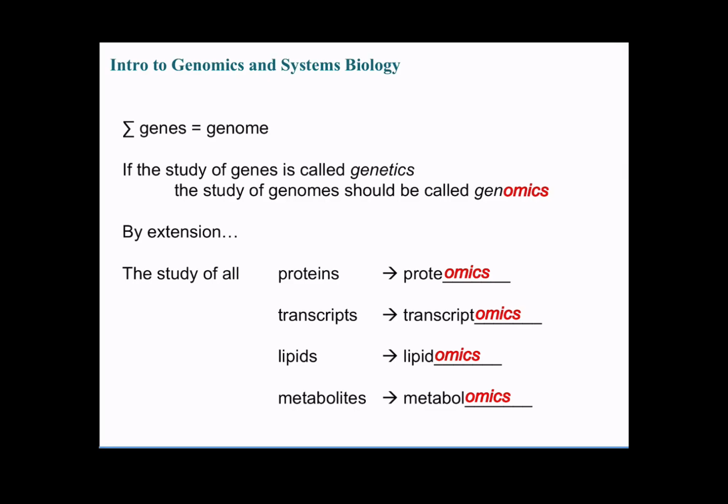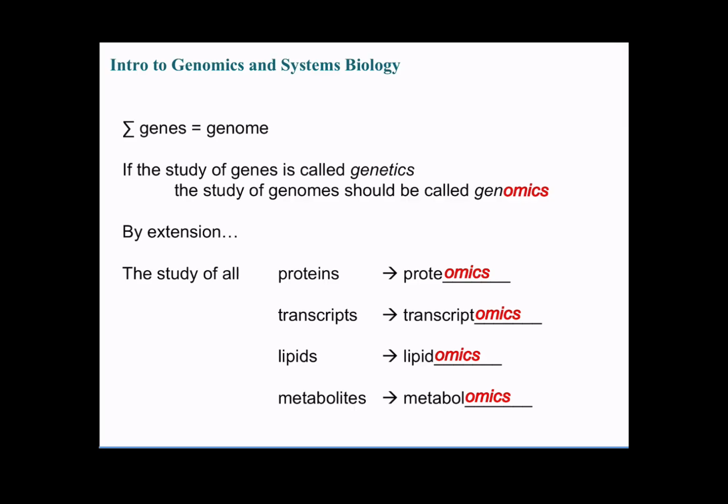So just like the sum of genes in an individual or a species we call the genome, the sum of proteins is the proteome, and the study of all proteins at once in a sample we call proteomics. The sum of all RNA transcripts present in a sample is the transcriptome, and the study of that is transcriptomics, and so forth. Lipids, lipidomics, metabolites, metabolomics.